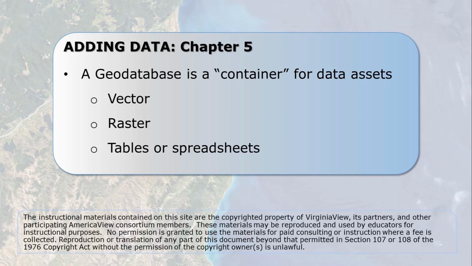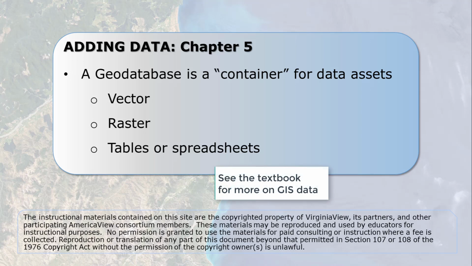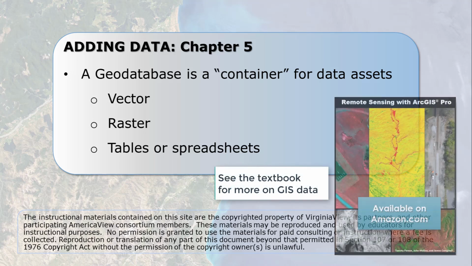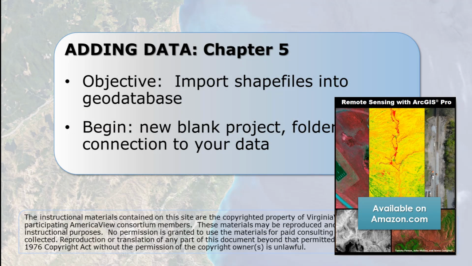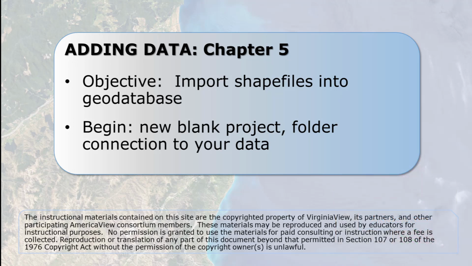A geodatabase is a container in which GIS data files, such as vector, raster, and table or spreadsheets, can be stored. In this chapter, we add the Mid-Atlantic shapefiles from previous chapters to the Chapter 5 project's geodatabase. This procedure imports a copy of the shapefile, leaving the original untouched. This has obvious benefits should the data in your project become corrupt.